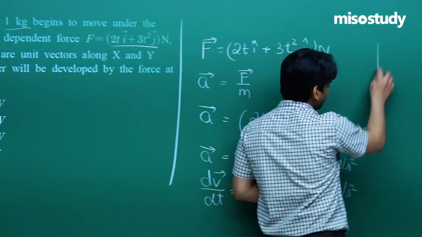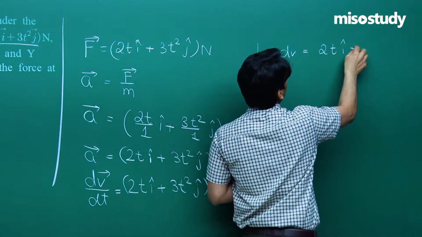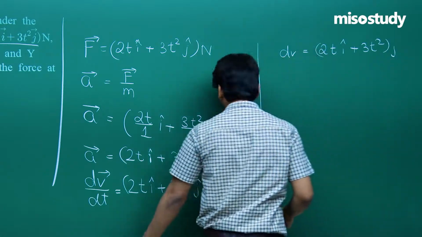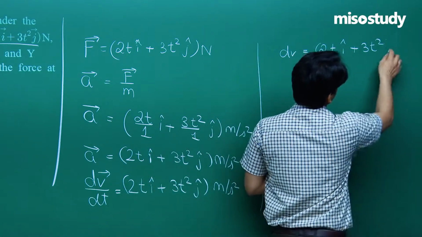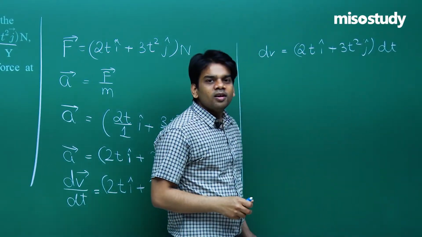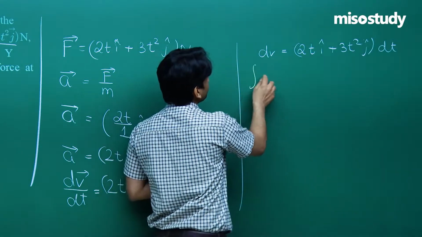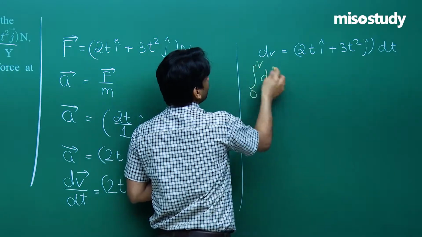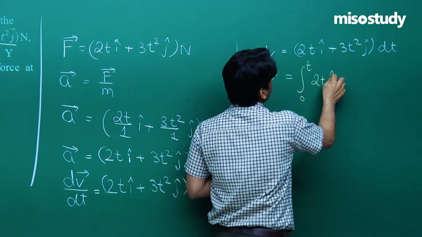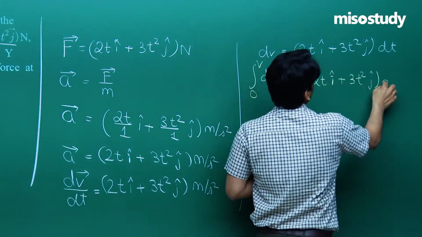So we can write dv is equal to 2t i cap plus 3t square j cap multiplied with dt. We can write the value of dv in this way. We all know how to find the velocity at any particular instant of time. For that, just integrate the function from 0 to v, with time varying from 0 to t, of 2t i cap plus 3t square j cap dt.